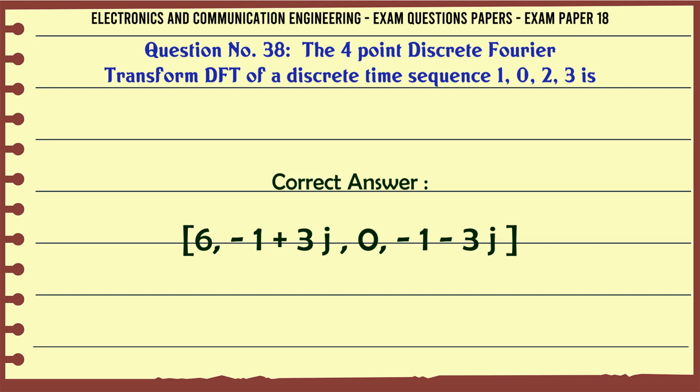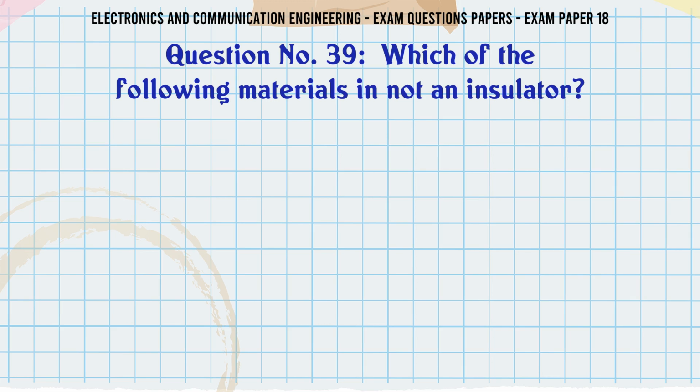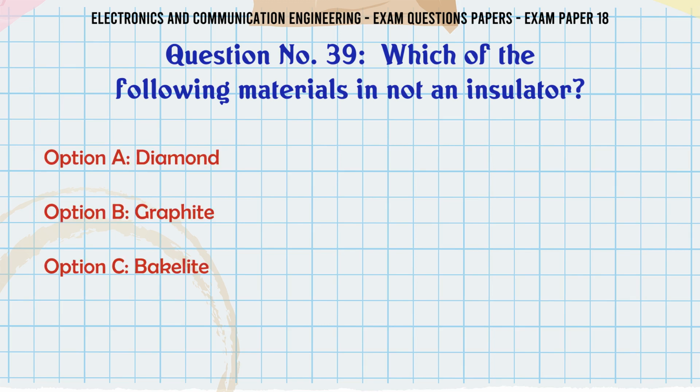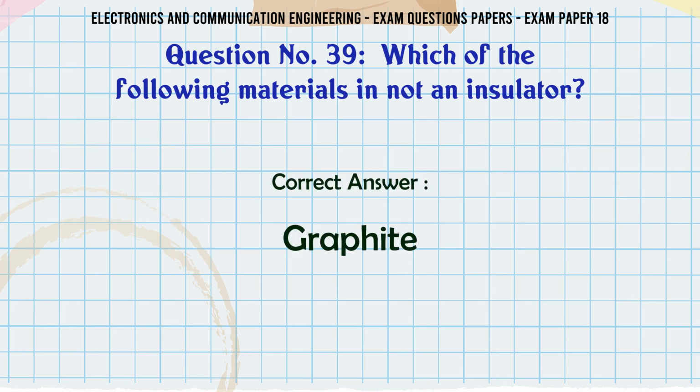6, -1+3j, 0, -1-3j. Which of the following materials is not an insulator? A. Diamond, B. Graphite, C. Bakelite, D. Lucite. The correct answer is graphite.